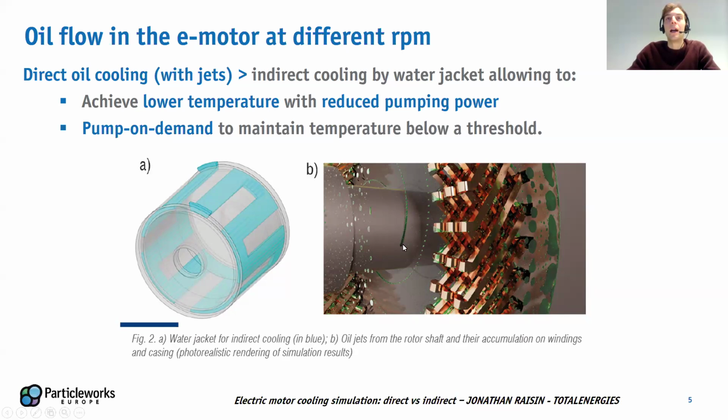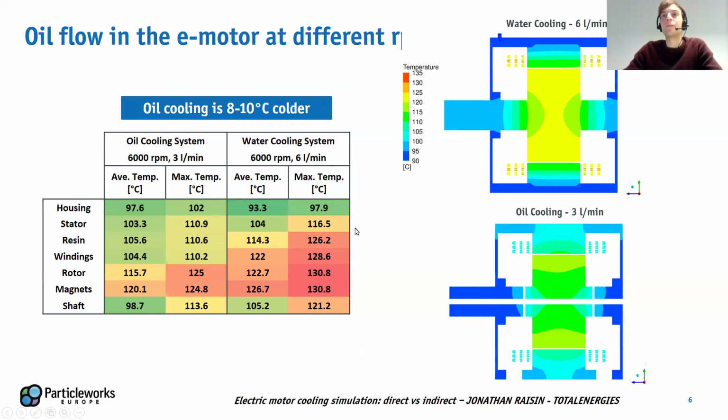You see here an example coming also from a collaboration with TotalEnergies. We basically compare water jacket and direct oil cooling with oil jets. Here you see some jets coming from the rotor, actually. They could also come from external nozzles spraying directly to the most critical areas, such as the coils. The objective here was first to compare the two methodologies for the cooling.